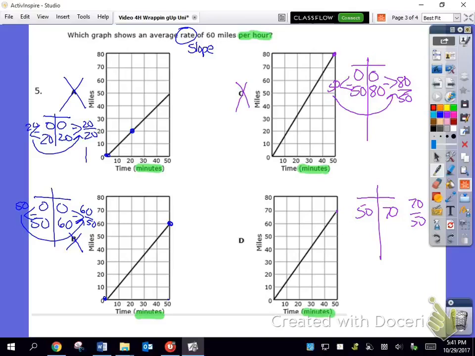60 miles per hour. An hour is 60 minutes. So 60 miles, 60 minutes. Now go back and look. Was there one that said 60 and 60? This one had 20 and 20. So this would be 40 and 40, 50 and 50. So that would also be 60 and 60. So 60 miles in 60 minutes. And 60 minutes is 1 hour. So it comes out that A is my answer. But a lot of students miss that because they don't read the labels. So be careful. Be careful.